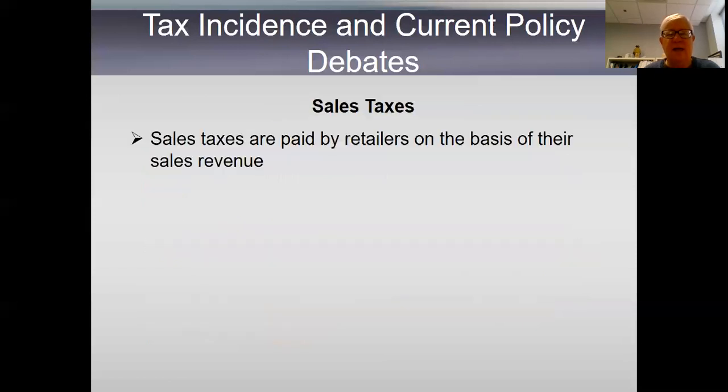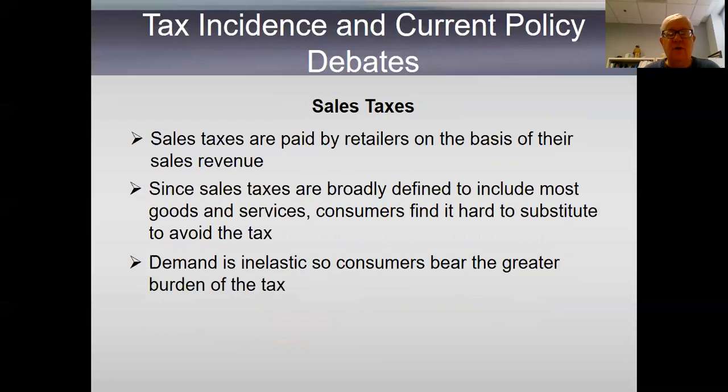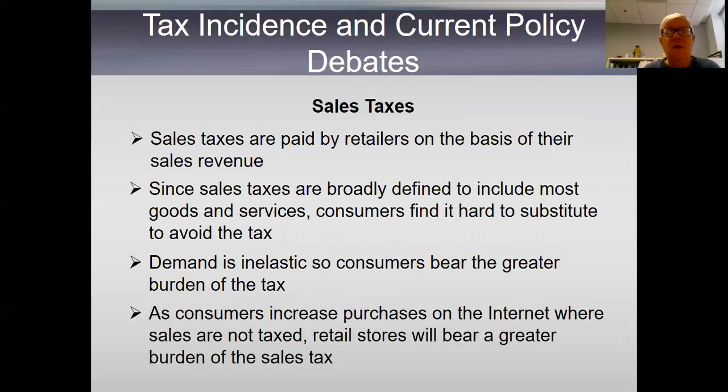Now let's think about sales taxes. Sales taxes are those that are collected by the retailer and are passed on to the government on the basis of the sales revenue. Sales taxes are very broadly defined. So when something is very broadly defined, consumers find it very difficult to avoid the tax by substituting their consumption. Demand, therefore, is quite inelastic as a general concept, so consumers are going to bear the greater burden of the tax.